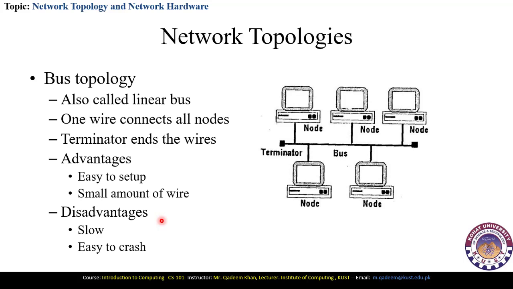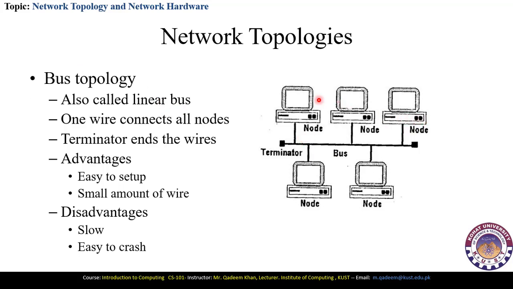The first topology is called the bus topology. Students, here by bus we mean a link or a channel which connects the different nodes or computers of the network in a line. Also called the linear bus. As its name indicates, that represents the linear bus.